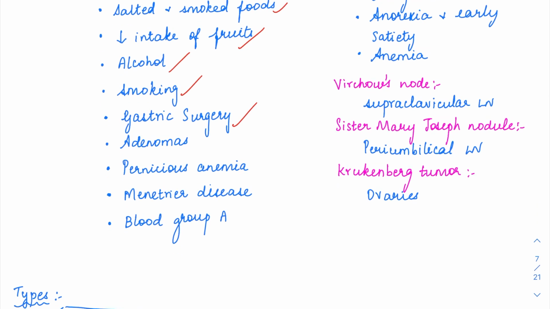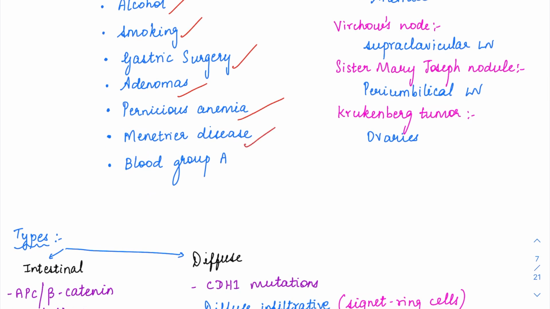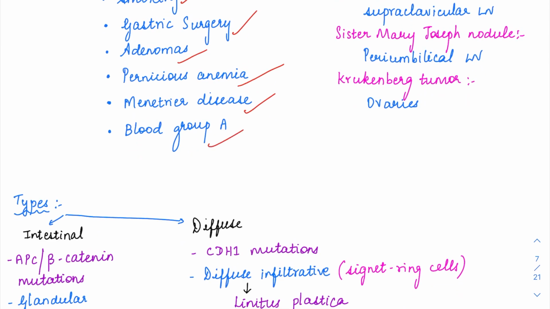Other than that, we have certain pre-neoplastic conditions like an adenoma. So adenoma can become an adenocarcinoma like in the colon, here also, and also pernicious anemia. Pernicious anemia, I already mentioned, leads to vitamin B12 deficiency. That was related to an autoimmune condition wherein autoantibodies are produced against the parietal cells. Then we have Menetrier's disease. Menetrier's disease is a hypertrophic gastropathy actually. We'll see about that later. That is also a pre-neoplastic condition. Then blood group A. Blood group O was for peptic ulcer disease, whereas blood group A is for cancer.